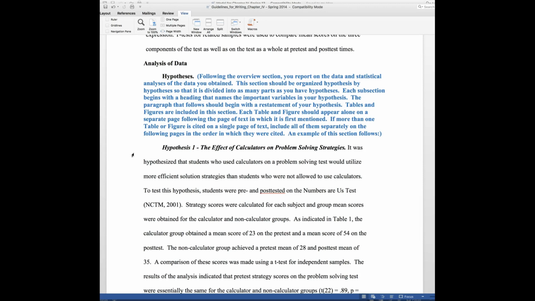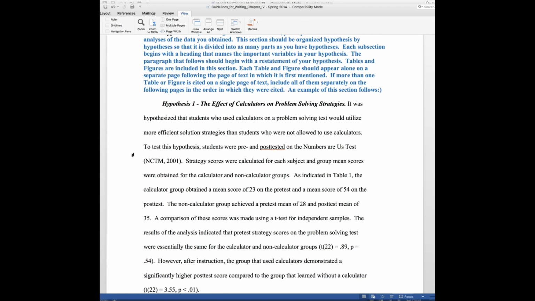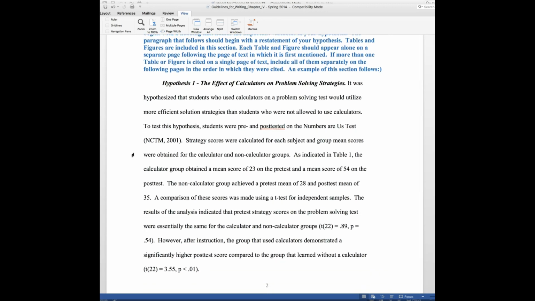You're going to list each of your hypotheses. You can see here it's given a shortened name. And restate your hypothesis, restate how you tested it, and then narrate the statistical test that you did for this hypothesis, to see if your research supported the hypothesis. In this case, on the model, it's talking about t-tests.